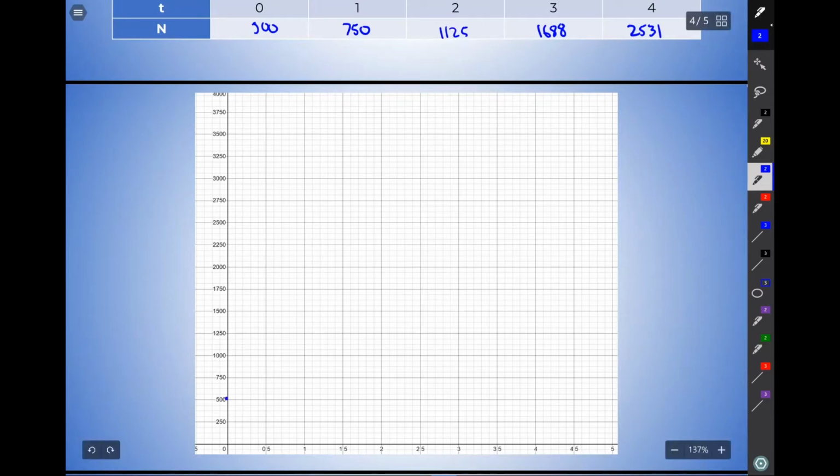At point 0, we're at 500. At 1, we're at 750. At 2, we're at 1125, which is somewhere there. At 3, we're at 1688, which is maybe somewhere there. And at 4, we're all the way up at 2500. And so we're just going to fill in our line as best you can.